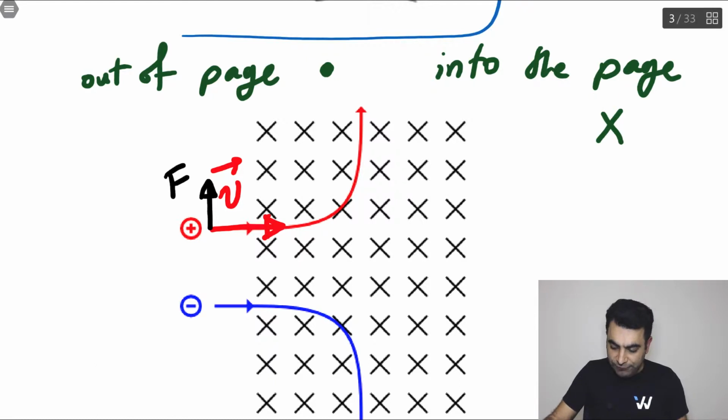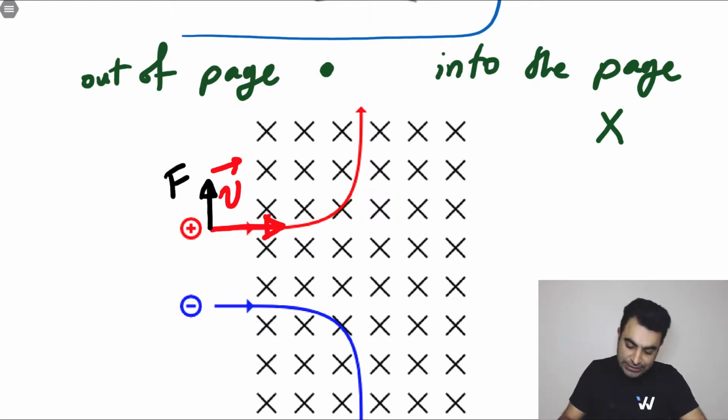That's why, if you look at this picture, after the positive particle gets into the region, it's going to be pushed upward and it's going to move over this circular path shown in the picture.